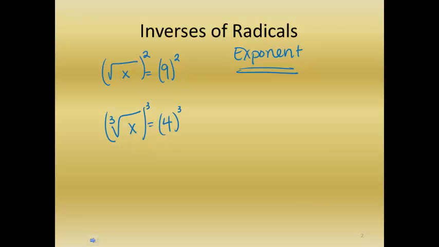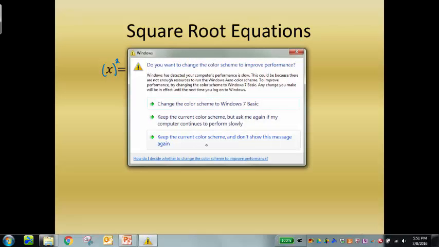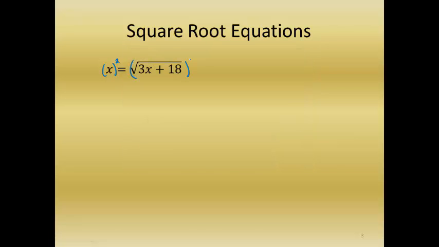Let's go through these examples. So our first example is x equals the square root of 3x plus 18. So before I'm able to get x by itself or use any other method, I have to get rid of this radical because there's an x trapped underneath of it. So I will square both sides because that will eliminate the radical from the right-hand side.